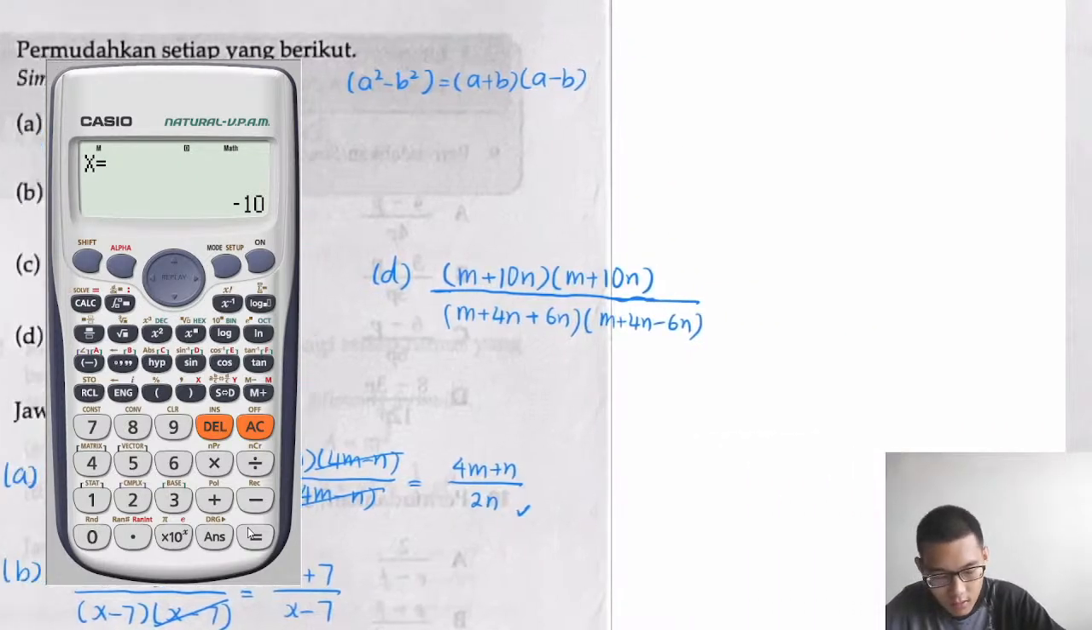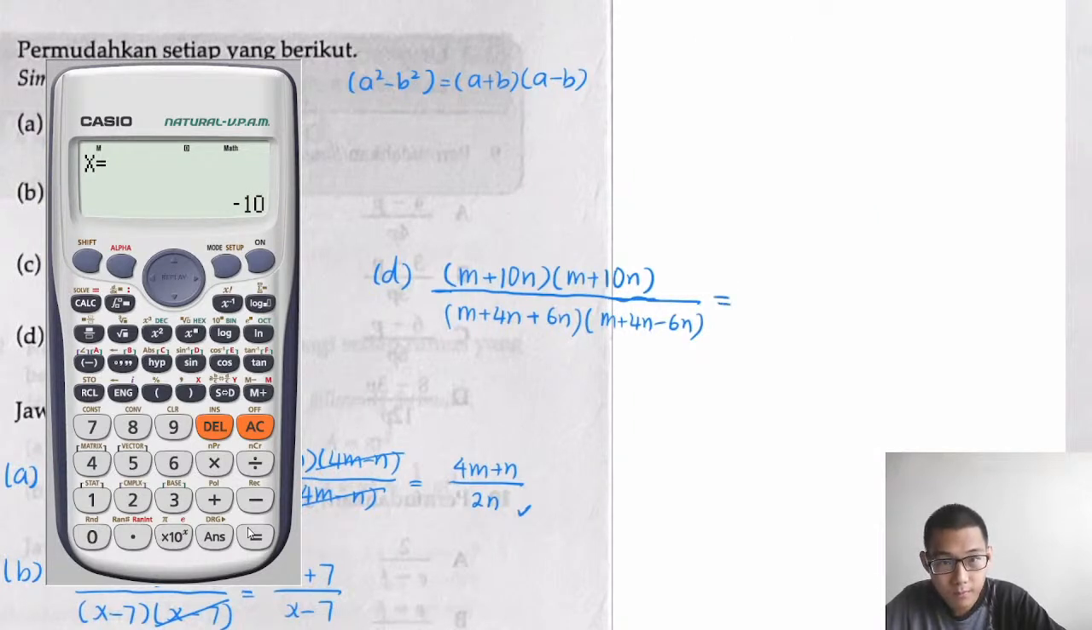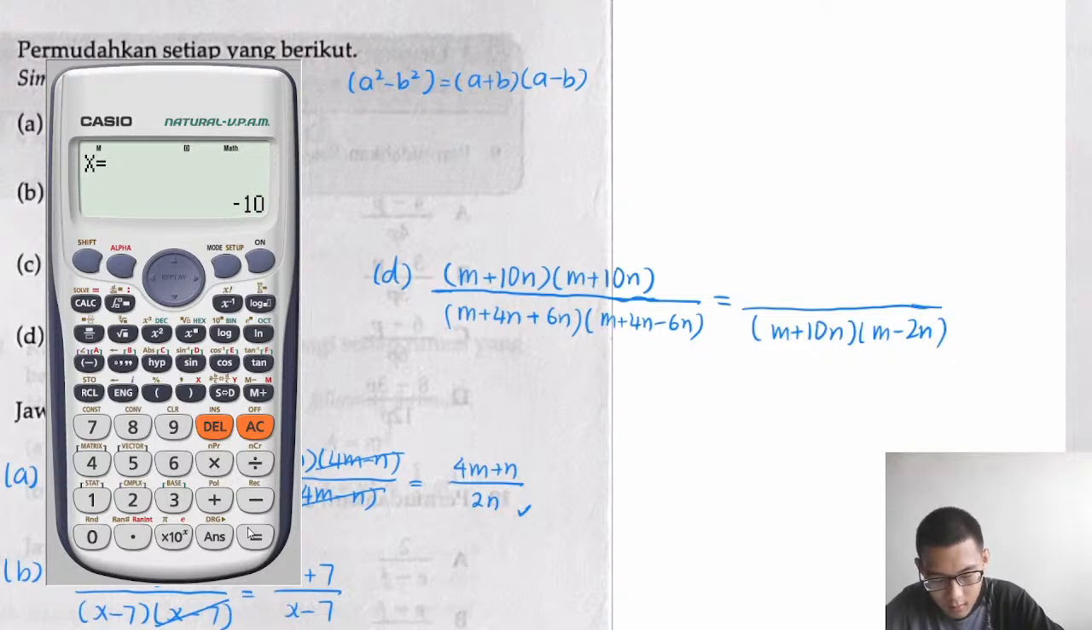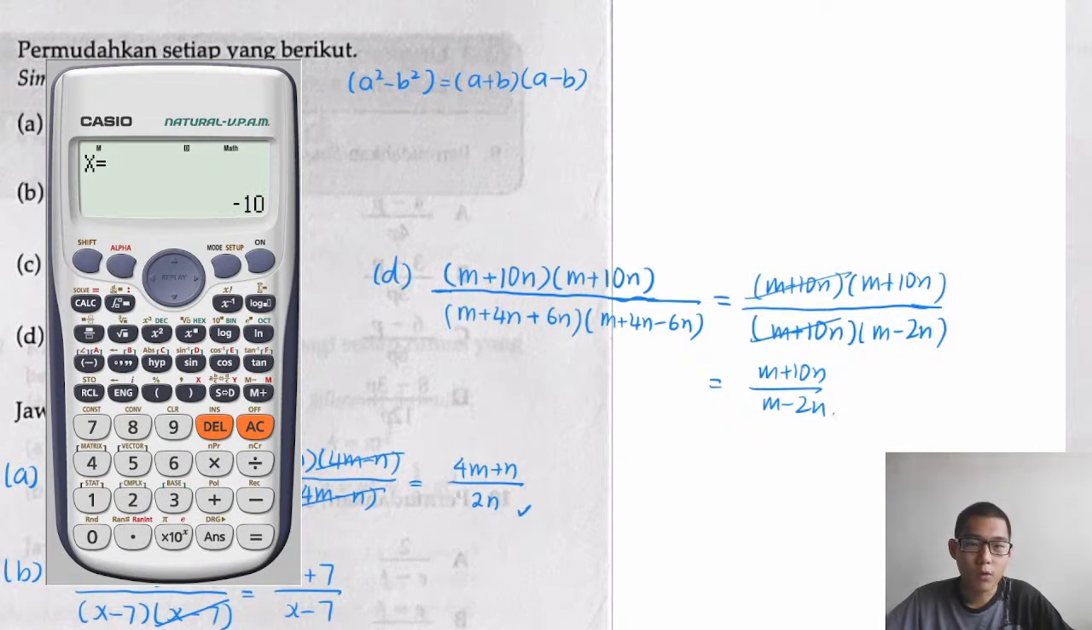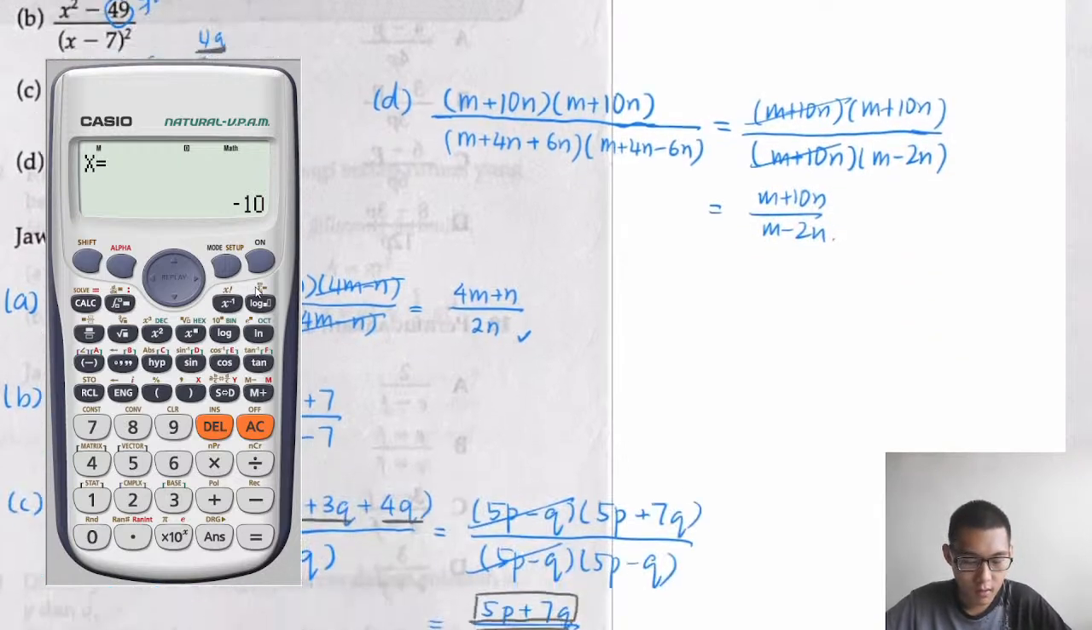Okay, so next we try to find out. We solve the below, because below we can try to simplify. We have 10n, and we have negative 2n. Here we have m plus 10n, so we simplify. Now we have m plus 10n divided by m minus 2n. Done. Try to demolish the m and n. So the answer should be this. So we stop here already.